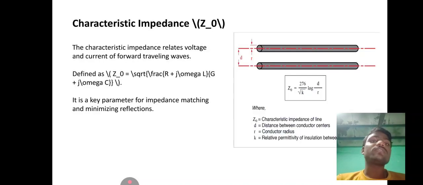Characteristic impedance Z0. The characteristic impedance relates voltage and current of forward traveling waves, defined as Z0 equal to the square root of (R plus j omega L) by (G plus j omega C). It is a key parameter for impedance matching and minimizing reflection. See the diagram.